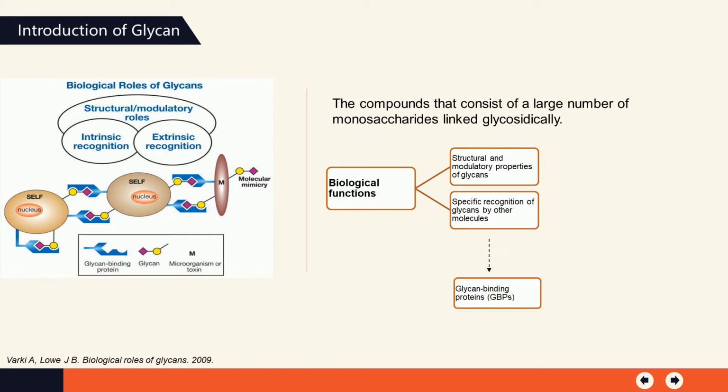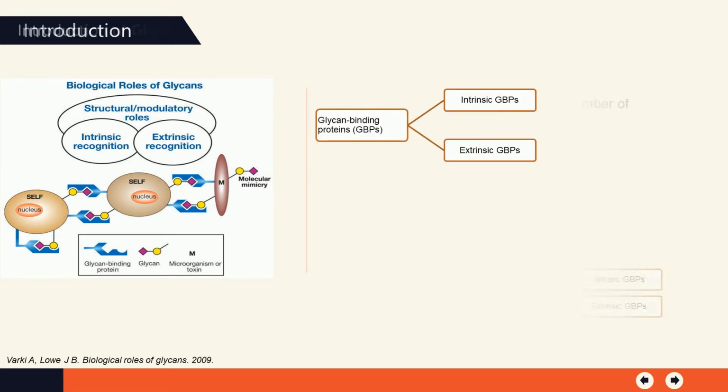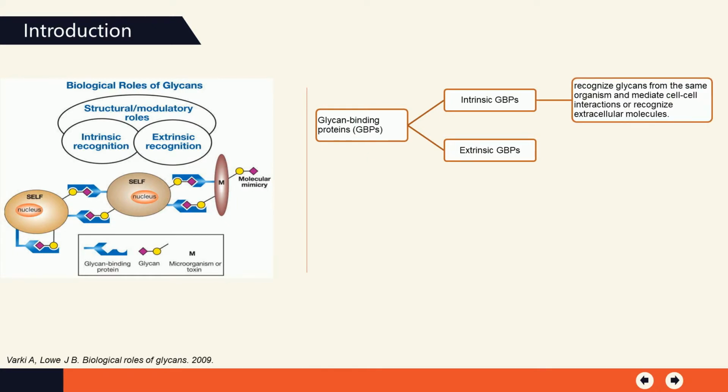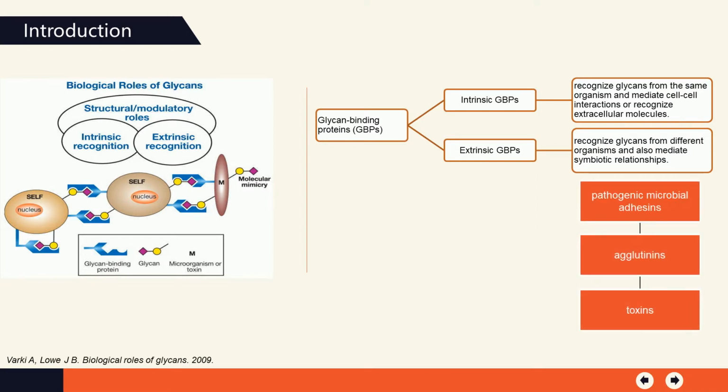The glycan-binding proteins can be divided into two types: intrinsic glycan-binding proteins and extrinsic glycan-binding proteins. The intrinsic glycan-binding proteins recognize glycans from the same organism and mediate cell-to-cell interactions, or recognize extracellular molecules. The extrinsic glycan-binding proteins recognize glycans from different organisms, and some also mediate symbiotic relationships. They contain pathogenic microbial adhesins, agglutinins, or toxins.